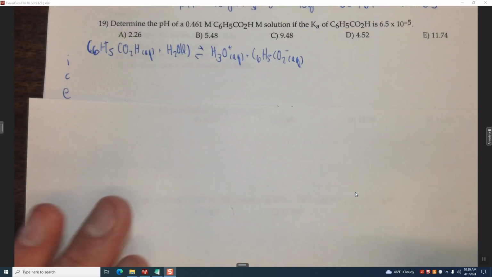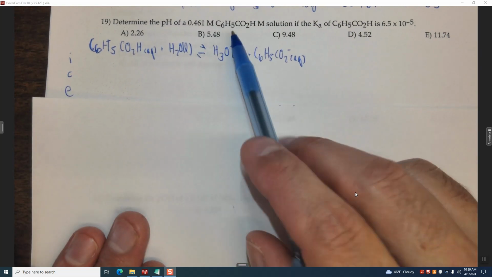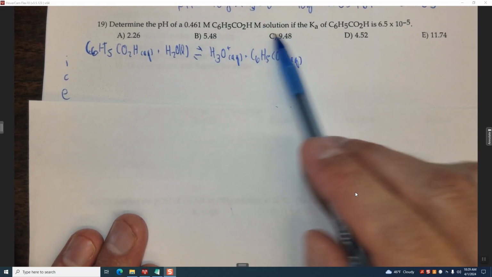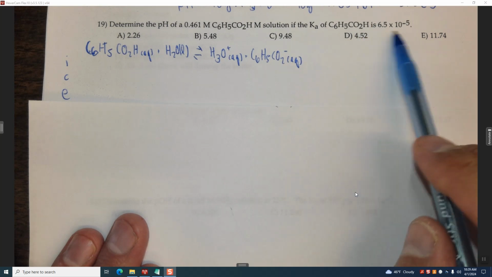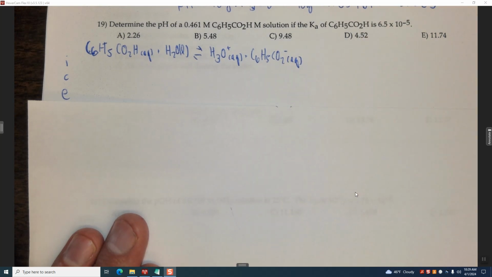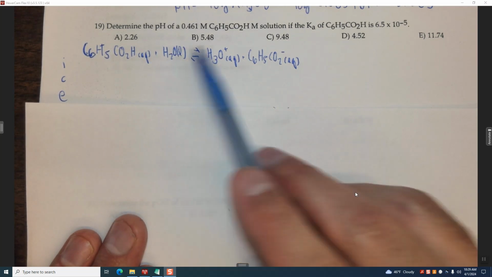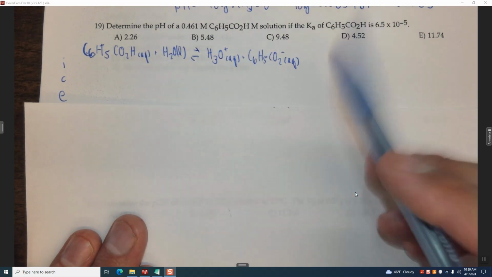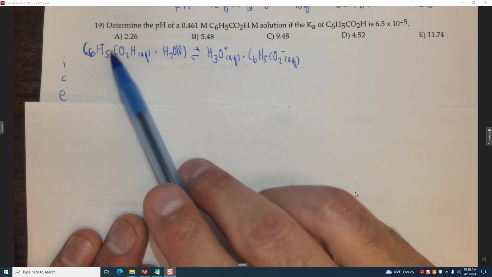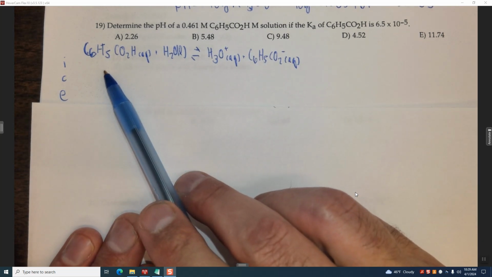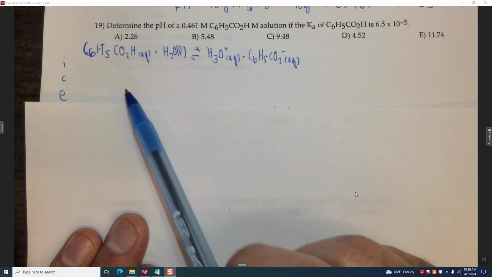All right, number 19 says, determine the pH of a 0.461 molar benzoic acid solution if the Ka of benzoic acid is 6.5 times 10 to the minus 5. So we're going to need an ice table for this. So this is benzoic acid plus water yields H3O plus benzoate. Okay, note that benzoic acid is a weak acid because it's not one of the 6 or 7 or 8 strong acids that you've learned.